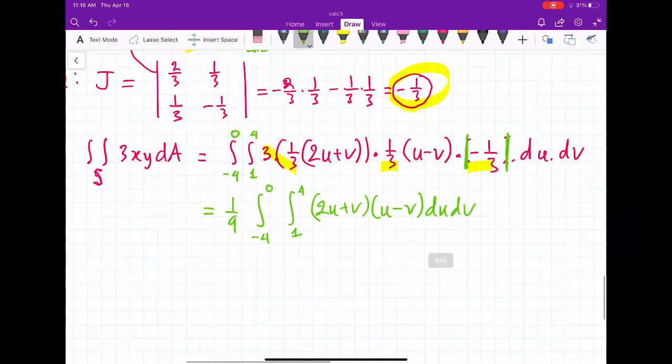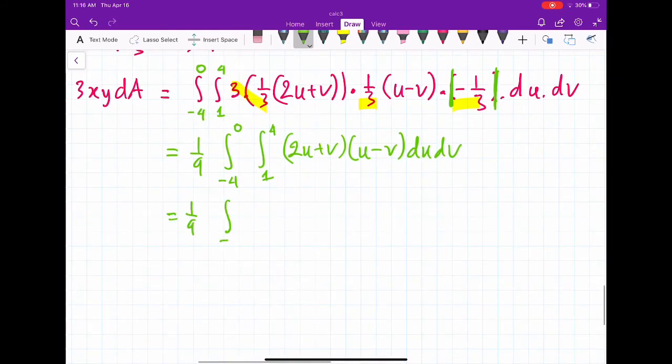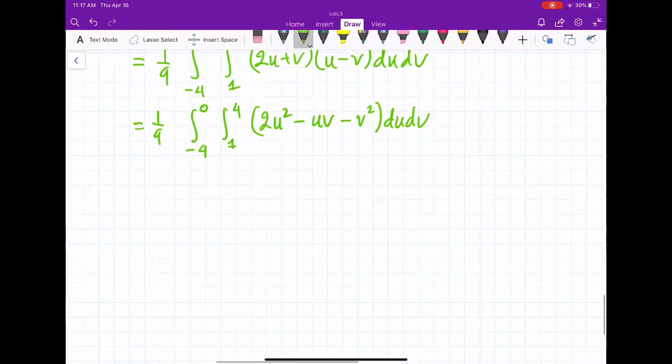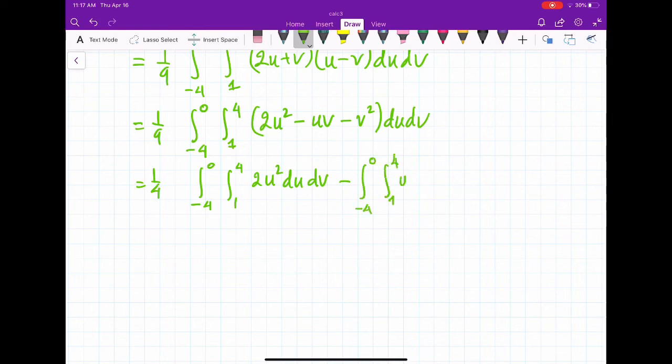Okay, let's open parentheses, and then we can separate this double integral, and we can rewrite it in terms of products of two integrals. So I have the integral from -4 to 0, 1 to 4, of 2u squared minus uv minus v squared du dv. So that is 1/9 times the integral from -4 to 0, 1 to 4 of 2u squared du dv, minus the integral from -4 to 0, 1 to 4 of uv du dv, and minus the integral from -4 to 0, 1 to 4 of v squared du dv. I write in this form because I want to rewrite as a product of single integrals.